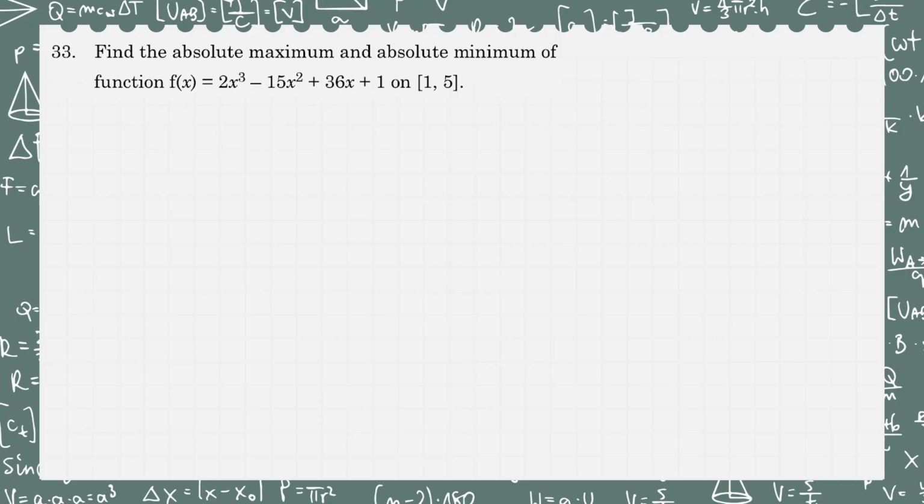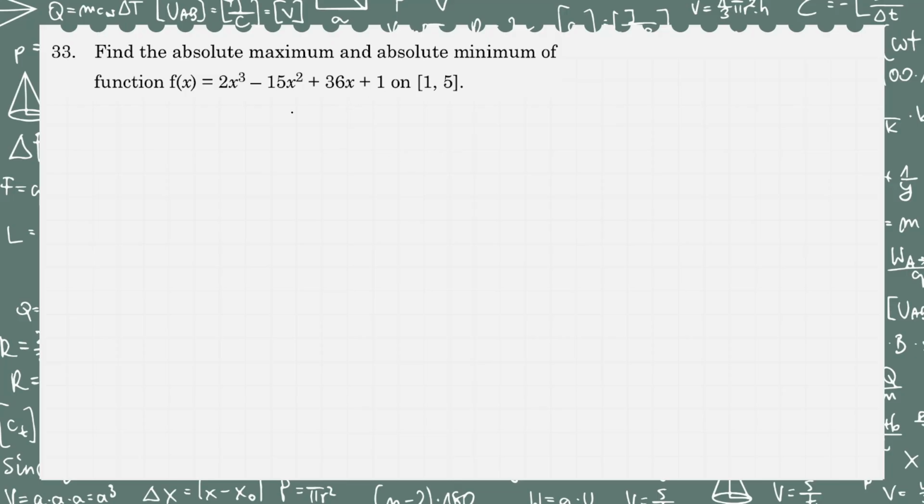Now let us move on to the next sum. Find the absolute maximum and absolute minimum of the function f of x equal to 2x cube minus 15x square plus 36x plus 1 on the closed interval 1, 5. So finding the maxima minima in the domain of f of x is a different thing, but when the interval is given, finding the maxima minima in the given interval is different.